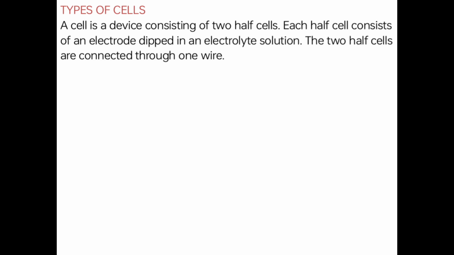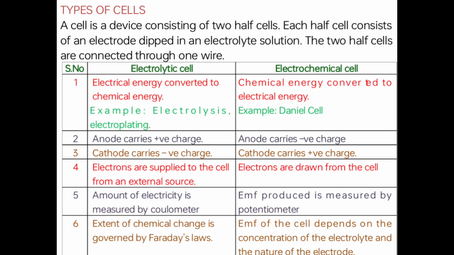Types of cells. A cell is a device consisting of two half cells. Each half cell consists of an electrode dipped in electrolyte solution. The two half cells are connected through one wire. Here is the difference between electrolytic cell and electrochemical cell. First, where electrical energy is converted into chemical energy, it is called an electrolytic cell. Examples: electrolysis, electroplating.